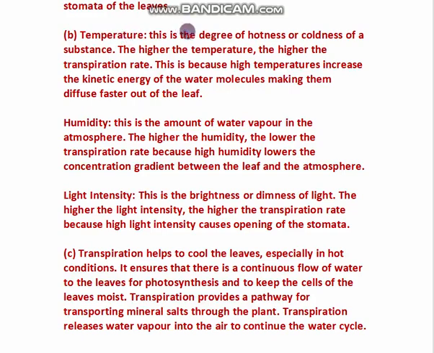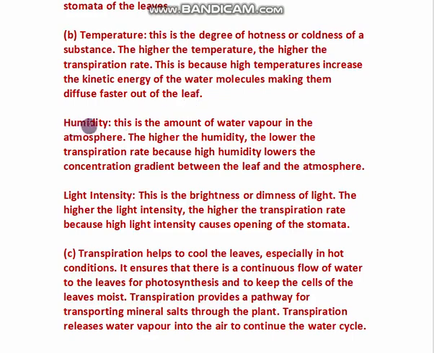Temperature is the degree of hotness or coldness of a substance. The higher the temperature, the higher the transpiration rate. This is because high temperature increases the kinetic energy of the water molecules, making them diffuse faster out of the leaf. So this is how temperature affects the rate of transpiration.